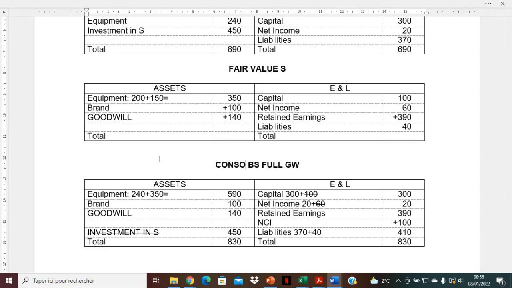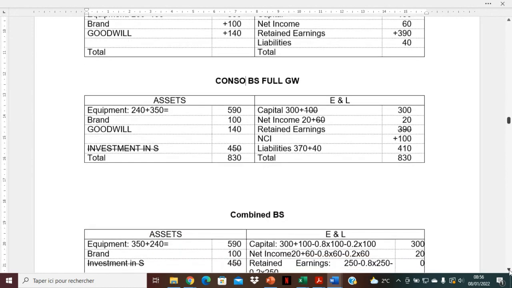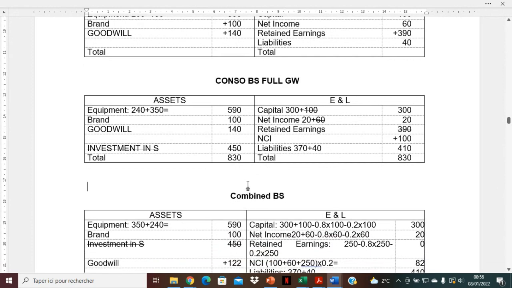Okay. Question to that, please. Here we have the consolidated balance sheet, full goodwill method.